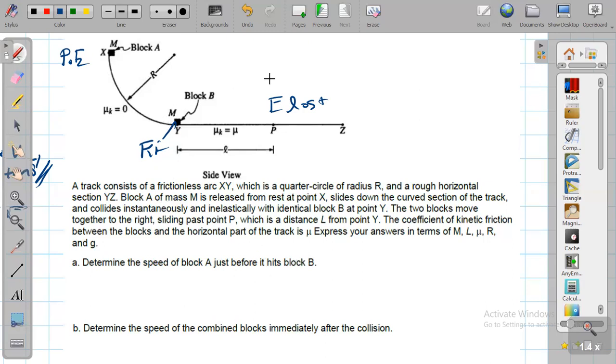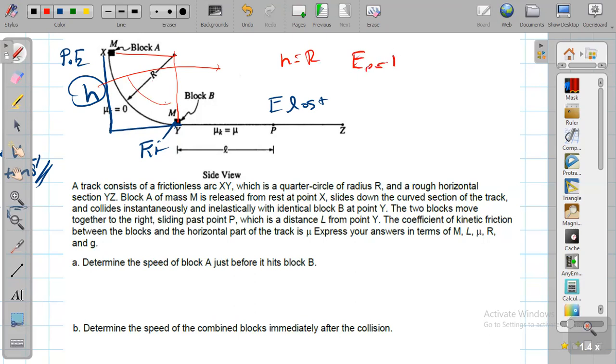How much is it here? Okay, what is the height from here to here? The height is exactly equal to R. The height equals R. So what is EP equal to? mgR, number 1. So that is the same thing.